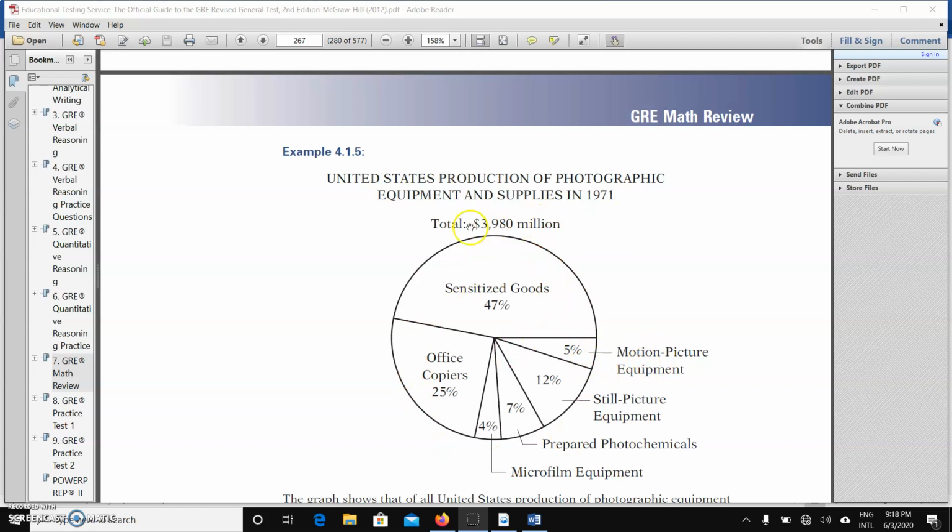Since this is the total value, you can actually calculate the value for each good or supply. For example, 47% of this amount will give you the actual amount for this. 25% of this amount will give you the value of that, which is 25 over 100 times this total amount. 4% of the total amount will give you the value for this. 7% will give you the value of this. 12% will give you the value of this. 5% of the total value will give you that. So each has its own different values.